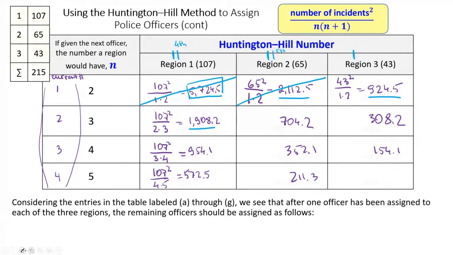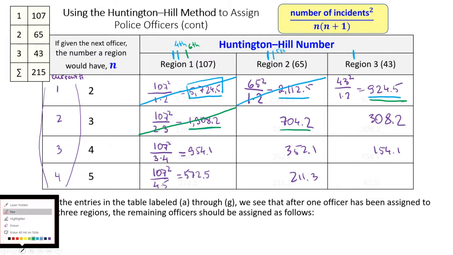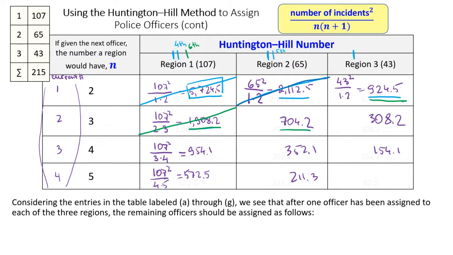Now, let us look at what we have now. We have 1900, 700, and 900. Of course, now region 1 has the greatest HH number, so the sixth representative goes to region 1. Let me change the color here. So this is what we have used for the 5th.